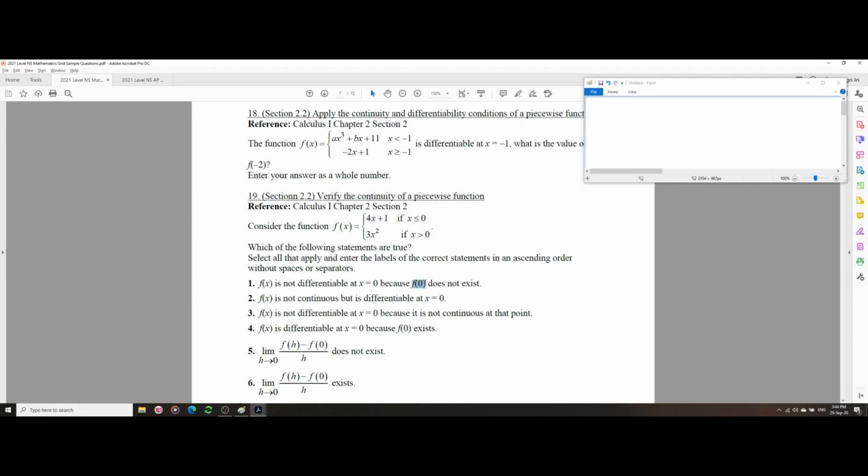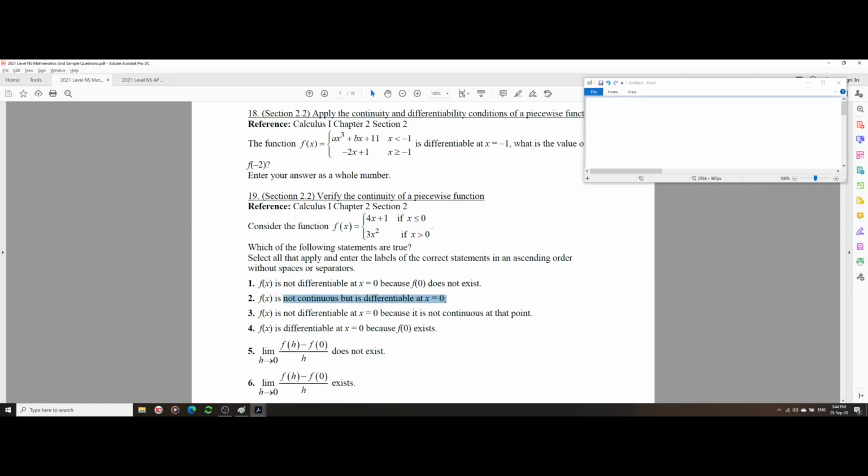For this to exist or not, you have to check, first of all, is 0 a possible value? Yes, it is. Now, does f of 0 exist? Well, let's put 0 times 4, 0, plus 1, that's 1. So 1 is a value, so it definitely exists. So this statement is wrong because this part is wrong. f of x is not continuous but differentiable at x equals 0.